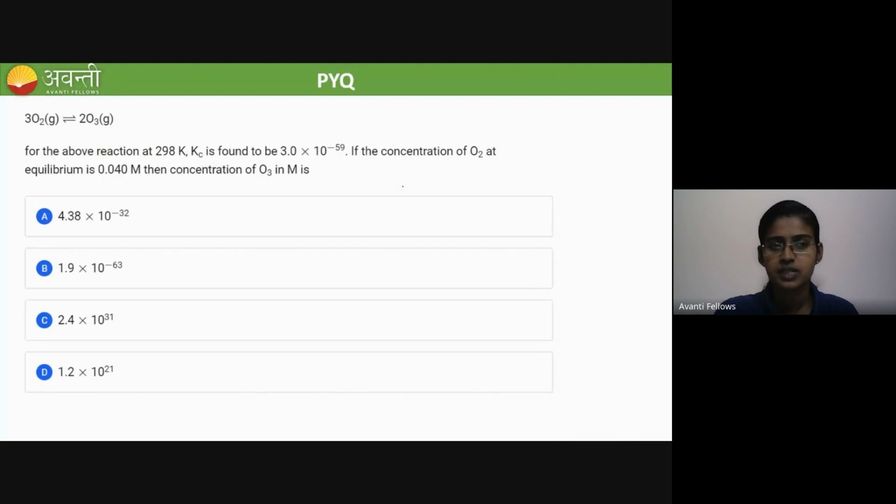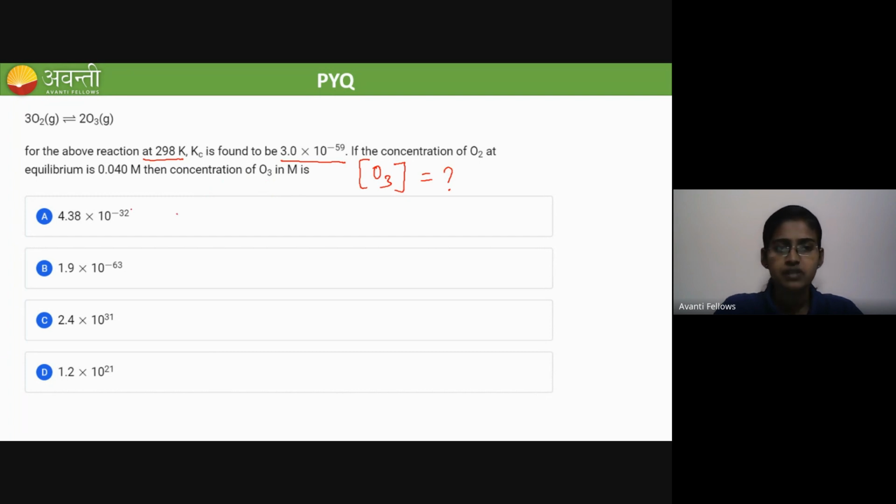And coming to the next reaction, 3O2 giving 2O3. For this reaction at 298 Kelvin, Kc is given. It is 3 into 10 to the power minus 59. If the concentration of oxygen at equilibrium is 0.040 molar, then the concentration of O3 in molarity is what? So basically we have to find out the concentration of O3. This is what we have to find out.